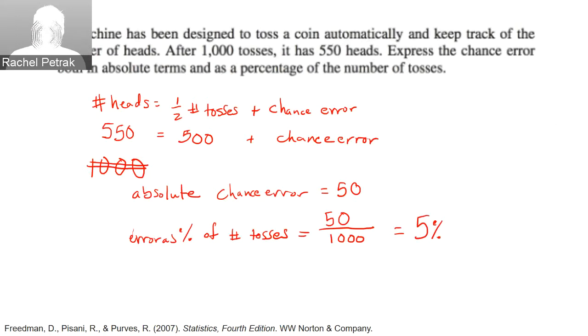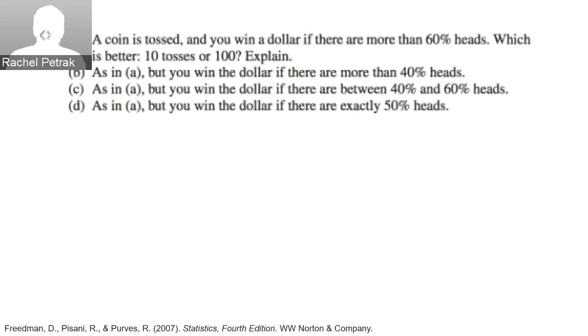Okay, and our next. In the next bit, we're going to consider some different scenarios. And just think through, which one is better? The coin is tossed and you win $1 if there are more than 60% heads. Is it better to do 10 tosses or 100?